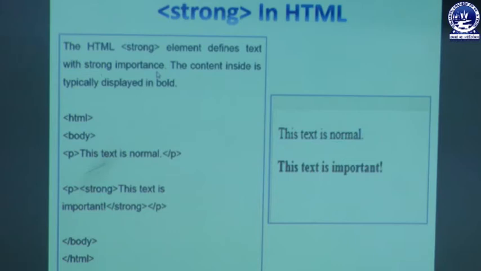That means if the importance of the text is very high, then we can use the strong tag. So the strong tag is a container tag which has a start tag and an end tag, and all the phrase inside the strong tag is reflected in the web browser in bold format. So you can see the reflection of the source code over here. That is, in the first paragraph the text is normal, that is the default text, and in the second paragraph the phrase is strong, or it shows the importance of the text.